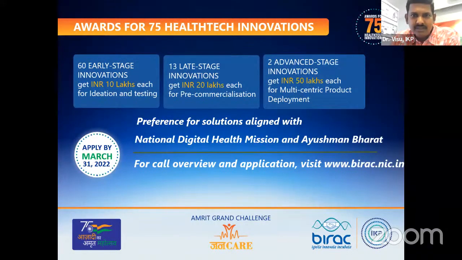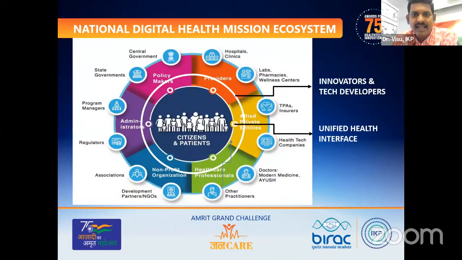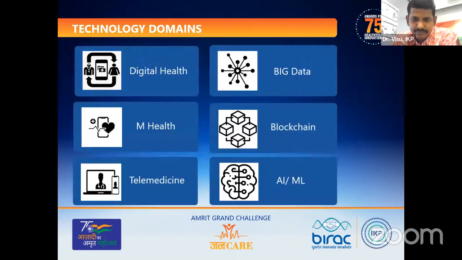As you are aware, in the Amrit Grand Challenge JanCARE program, 75 innovators are being supported. So 60 in the early stage idea and testing level, and 13 in the late stage, which are at validation and pre-commercialization. 2 are from the advanced stages, which are ready for deployment. And the solutions that are aligned with the National Digital Health Mission and Ayushman Bharat will get preference. The aim of the JanCARE program is to integrate the innovators' solutions, like some of you have started applying, into the National Digital Health Mission to take it to the next level.